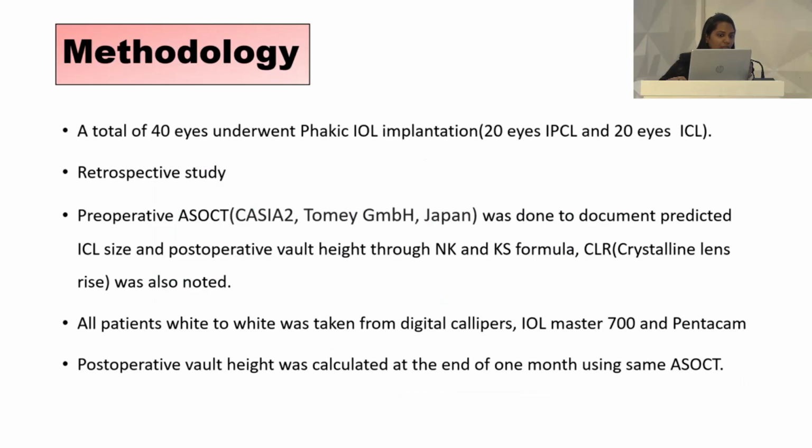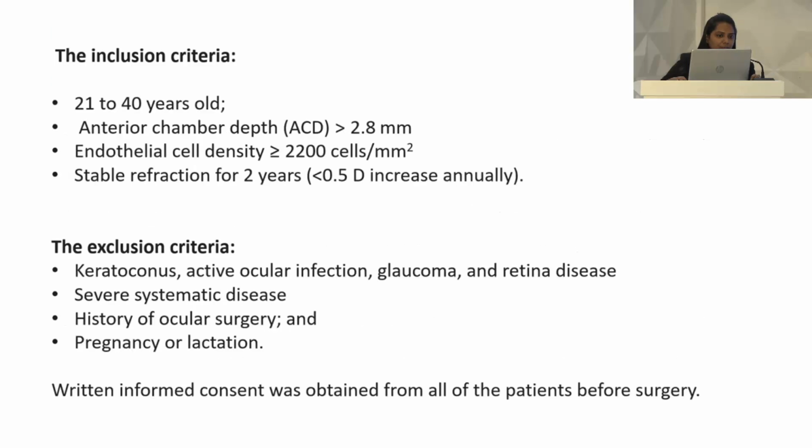So a total of 40 eyes underwent phakic IOL implantation, 20 eyes IPCL and 20 eyes ICL. It's a retrospective study where the preoperative AS-OCT was done to document the predicted ICL size and postoperative vault height through NK and KS formula. All patients' white to white was taken from digital calipers by a single surgeon. IOLMaster 700 and Pentacam was also done. Postoperative vault height was calculated at the end of 1 month. So these are the inclusion and exclusion criteria.